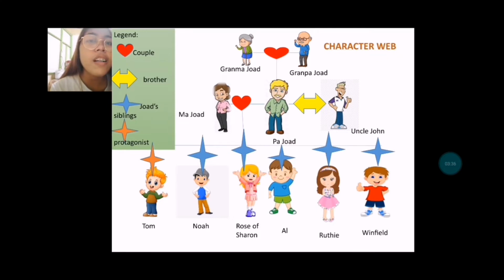Then the star shapes represent Jude's siblings. So there are 7 siblings: Noah, Tom, Rose of Sharon, Al, Ruthie, and Winfield. The brown star there represents the protagonist, Tom, the second son of Jude's family.